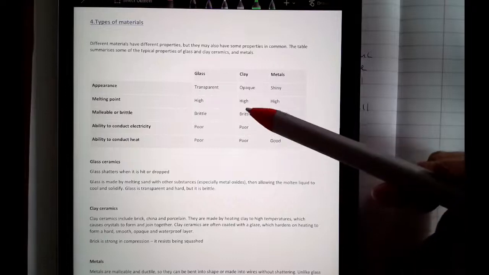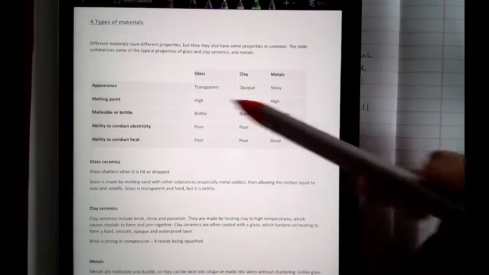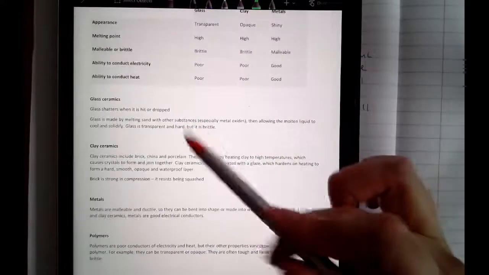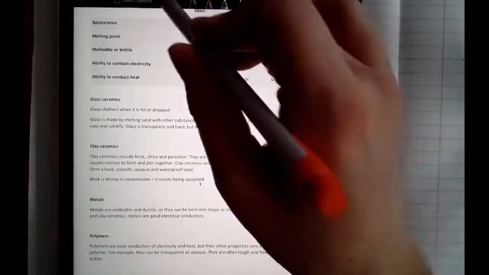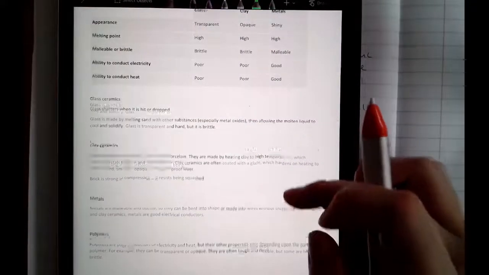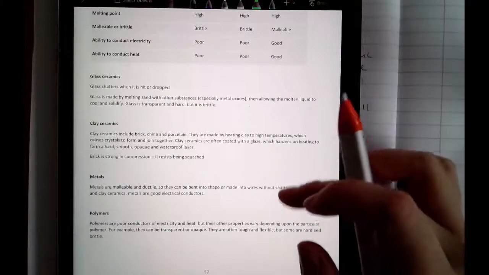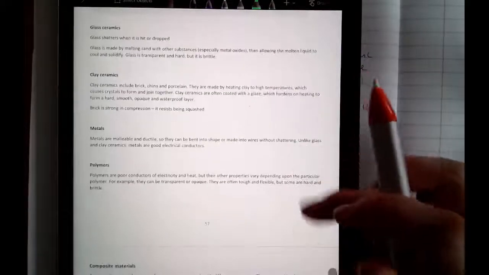So you'll be given the data, and you just need to link the property to the use. I've written a little bit about each one. I've just taken this from the textbook and from a revision guide. You can have a read through it, just so you become a little bit more familiar with the materials, but I wouldn't learn any of this off by heart.